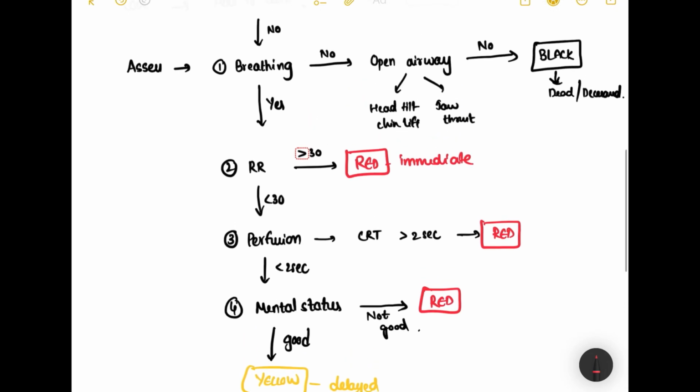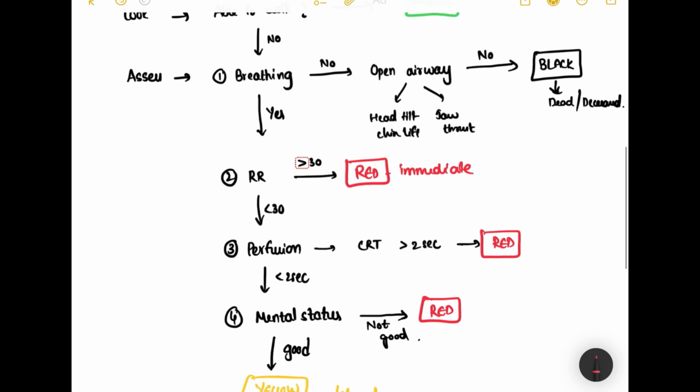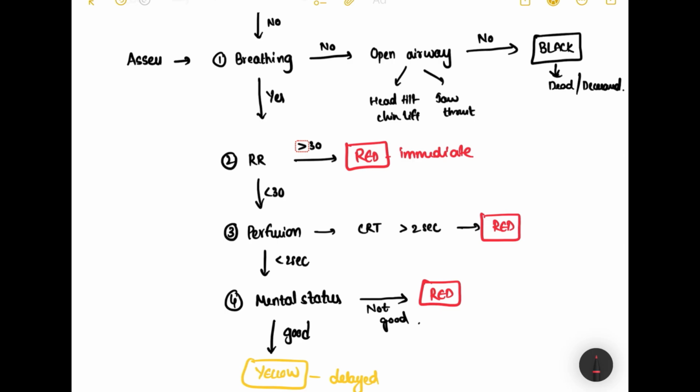Okay, so it's very simple. We have only a few steps to triage a patient. First, always look if the patient is able to walk or not. If he is able to walk, he comes under minor, so you can wait for some time. Then if he is not able to walk, start assessing the patient. Look for breathing, if he is able to breathe or not. If he is not breathing, open the airway. If still he is not able to breathe, then triage him under black.